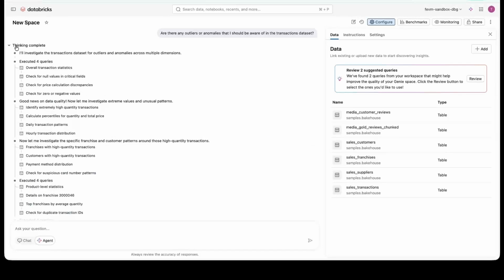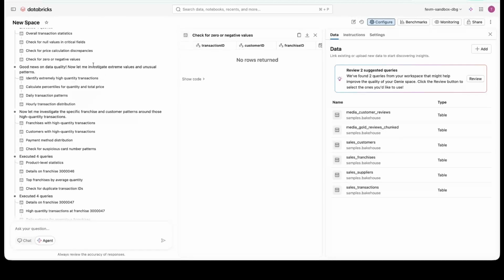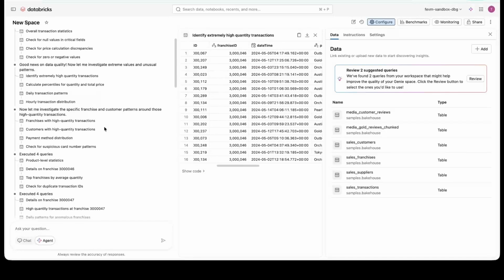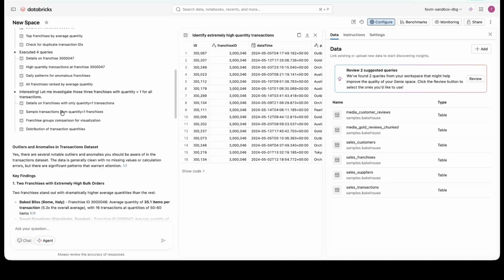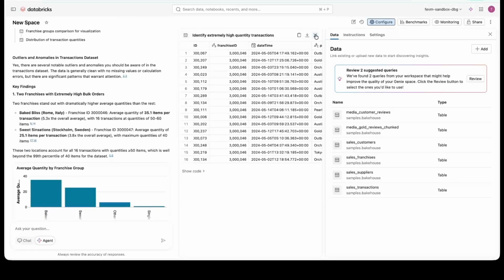As you can see, Genie actually went through a couple of steps to first investigate the transactions data set, and then it runs a couple of queries to actually validate its thinking. So let's look at the first one. It looks at the overall transaction just to understand how it's distributed. It checks for nulls, checks for zero and negative values, and then it goes into the second step. So it tries to investigate if there are any unusual patterns. Because I mentioned anomalies, it's just exploring the data set. And it does all of these multiple steps to finally come up with an answer. So let's see what it actually came up with.